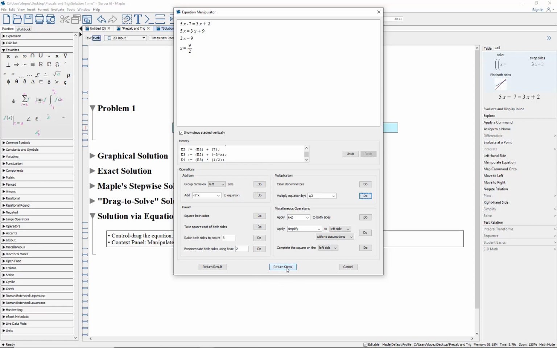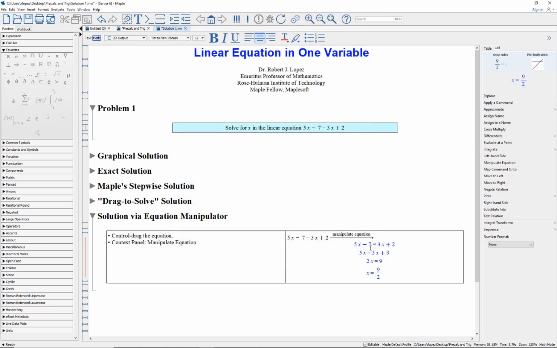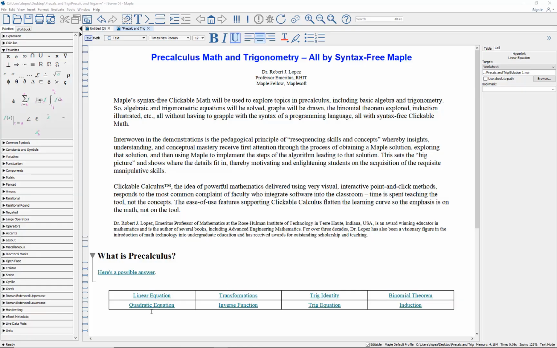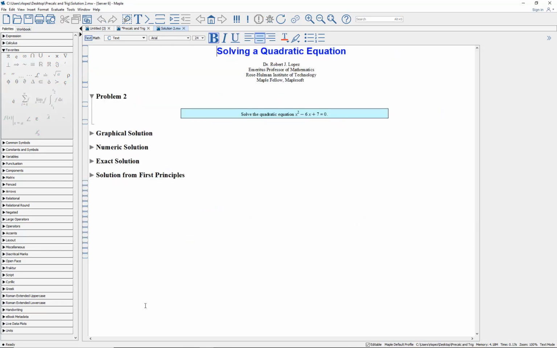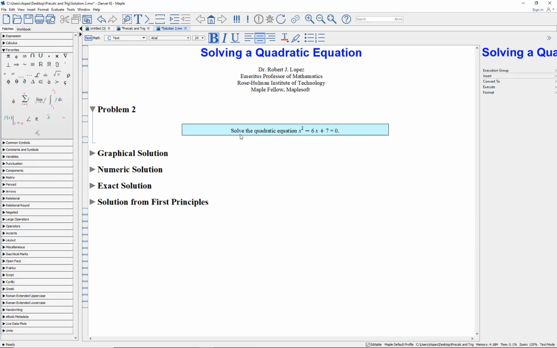And if you click return steps, you will get the steps that you just went through. They're not annotated, but you get a record of the steps that you just went through. For a second problem, let's solve a quadratic equation. So we have this quadratic. We would like to get its roots analytically, graphically, numerically.